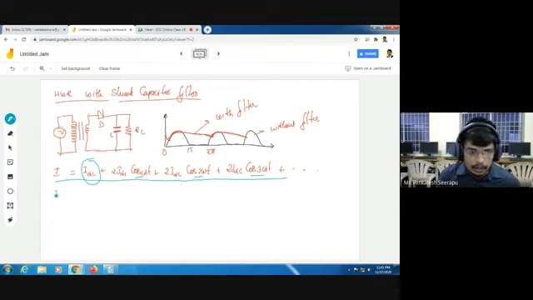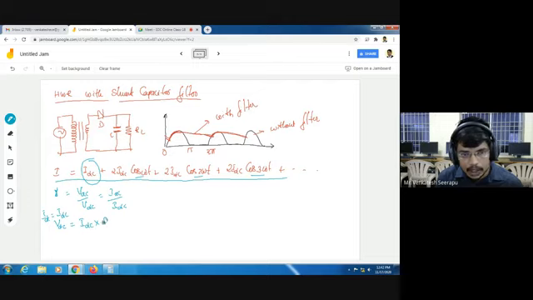All of you know that the ripple factor gamma can be written as VAC by VDC or IAC by IDC. So here the DC component is IDC. Since there is only one DC component, the DC current is I equal to IDC. So VDC can be calculated as IDC into RL.